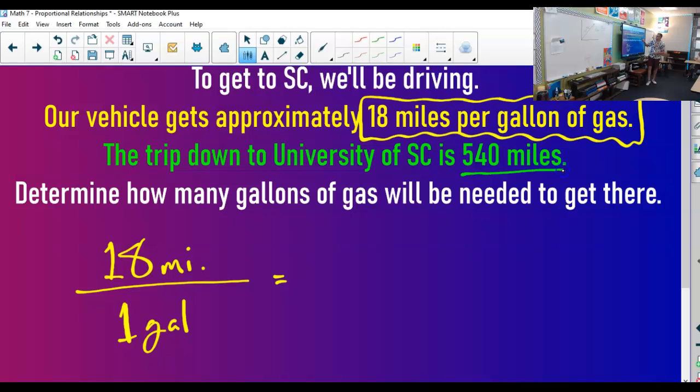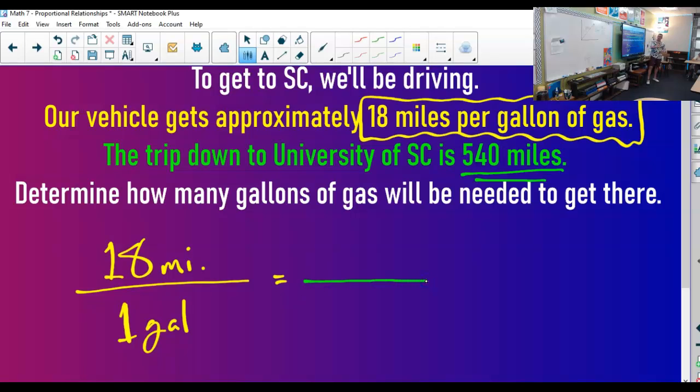Now wait. What am I going to do with this 540 then? And guys, if you did this a different way, please rewrite it. I'm not saying erase anything, but we need to practice building the proportion. Major, what could I do with that 540?